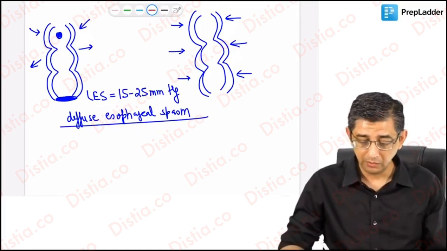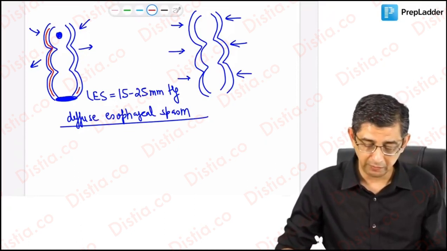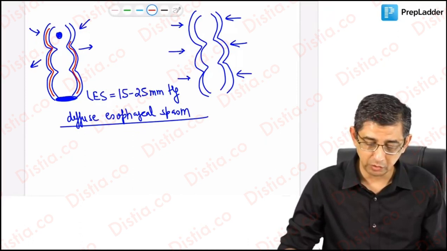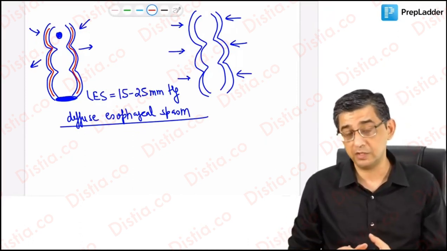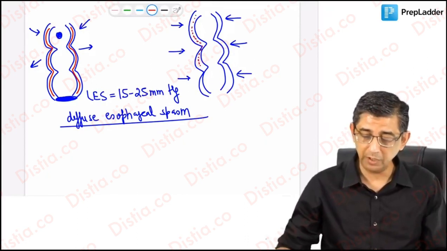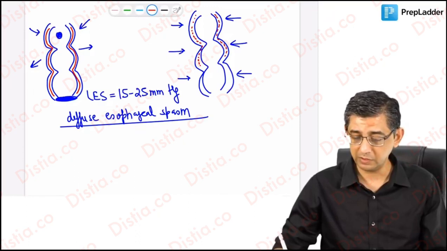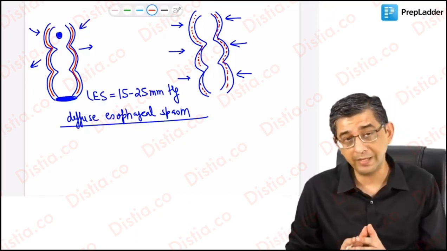Because you see, the blood vessels that I'm showing in red are the blood vessels of the esophagus. The blood vessels of the esophagus traverse through the muscles only. In this condition, because the whole of the esophagus will contract with force, the force will constrict the esophageal blood vessels. I have shown these blood vessels constricted, which explains why this condition is also called esophageal angina.